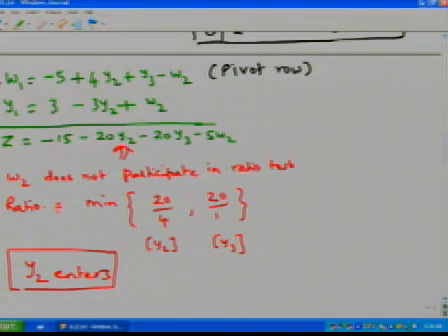So therefore, from this dictionary, if you do a dual simplex pivot, W1 leaves and Y2 enters. W1 leaves and Y2 enters. Is that clear to everyone? Please stop me if there are any questions.